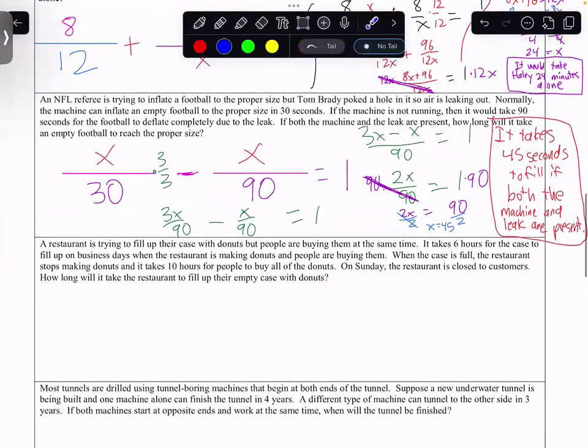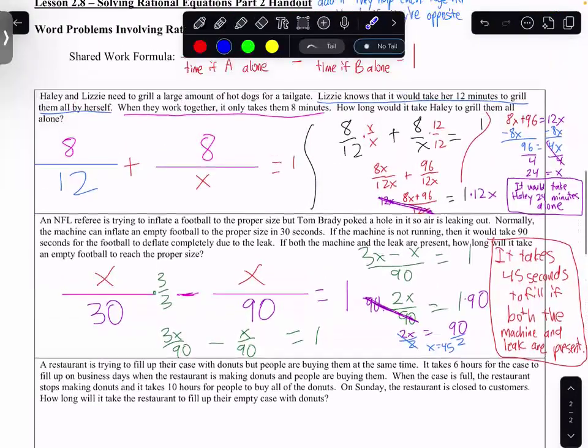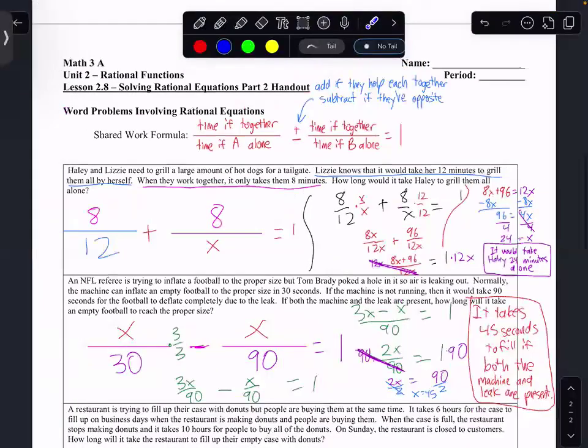Okay, so I'm going to give you some time to practice using this formula. Go ahead and try the bottom two problems on this page, please.